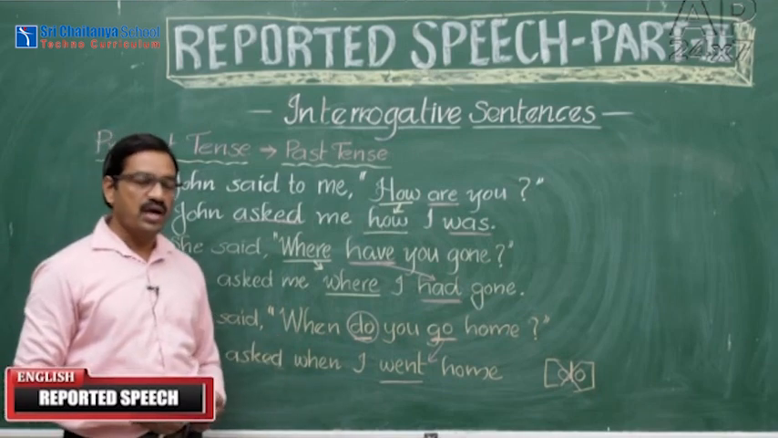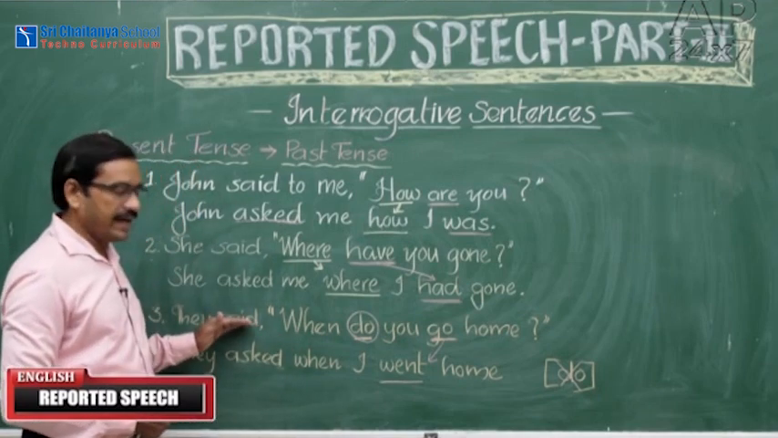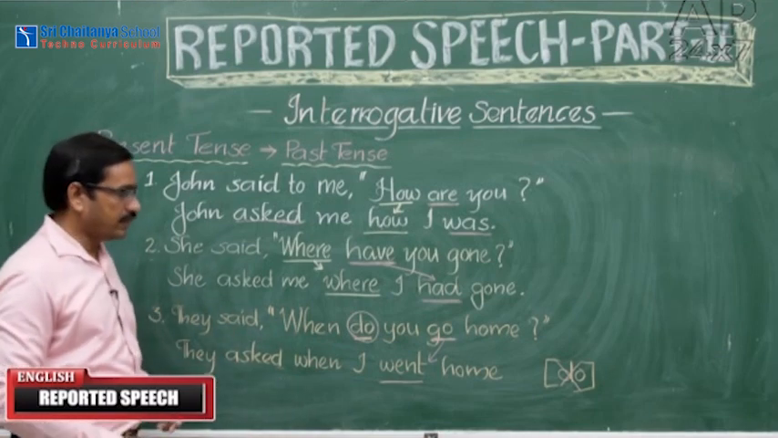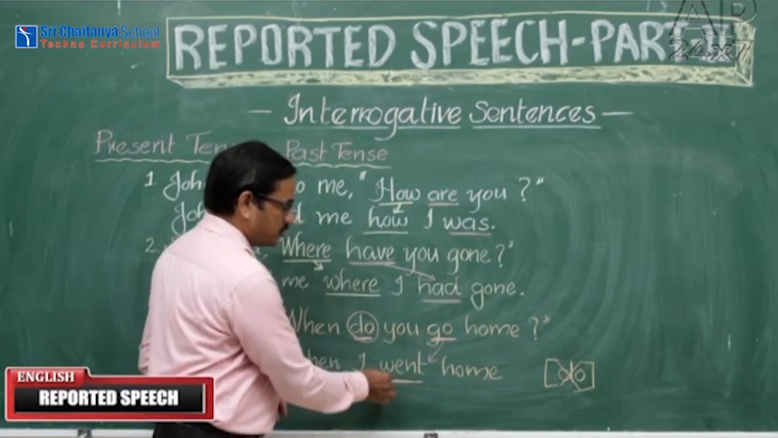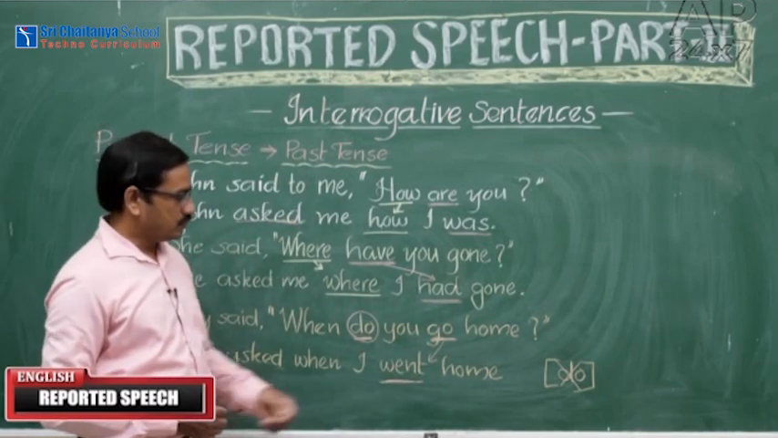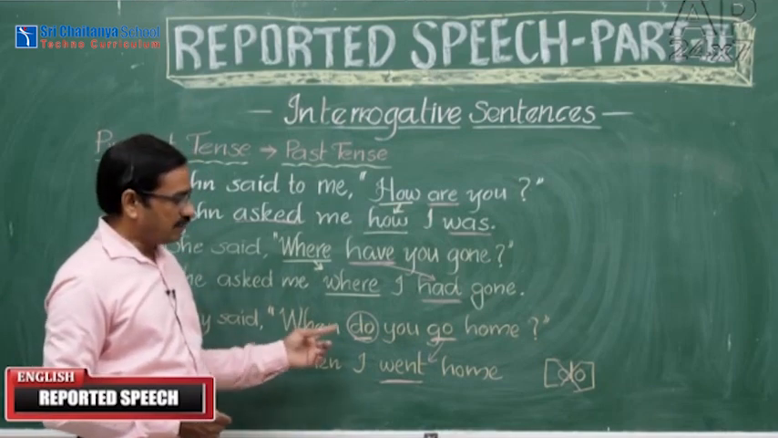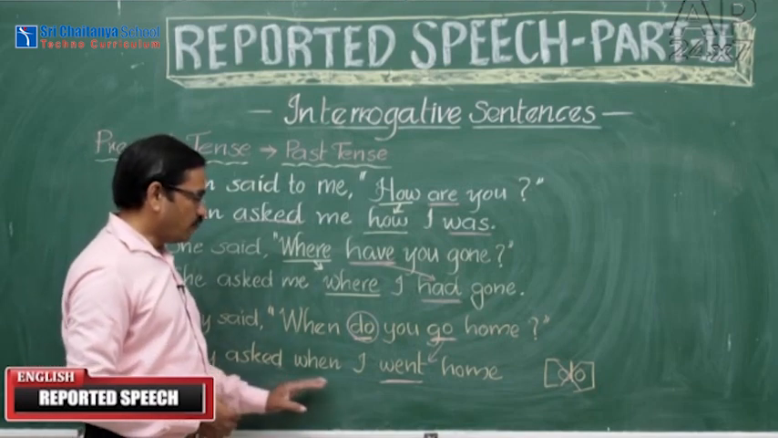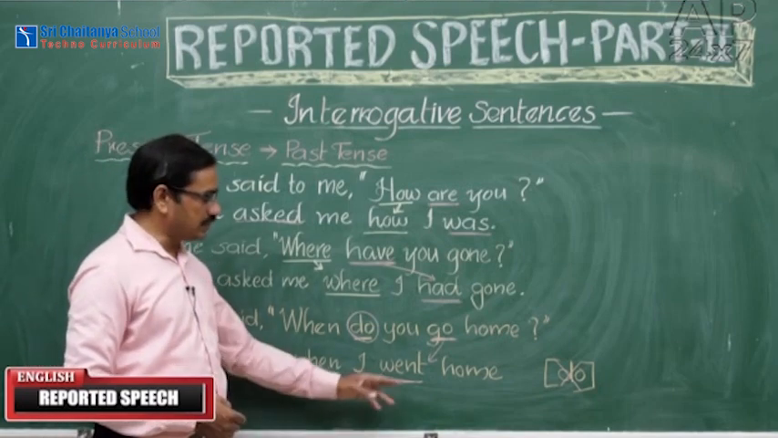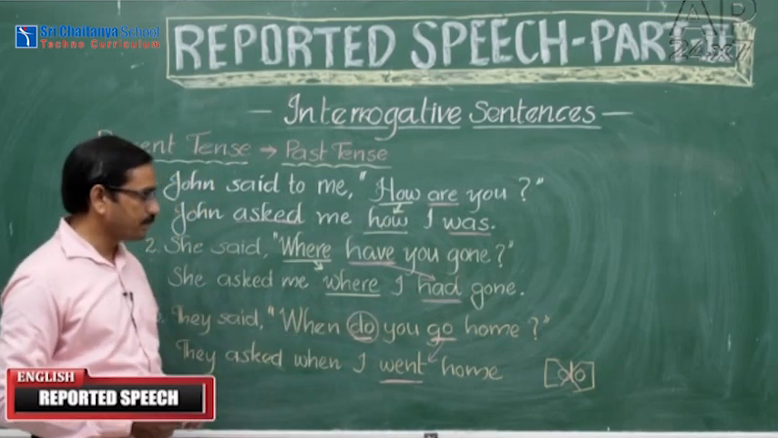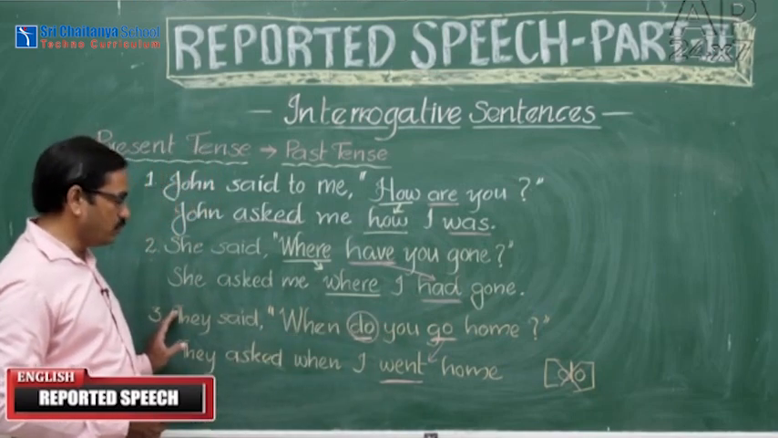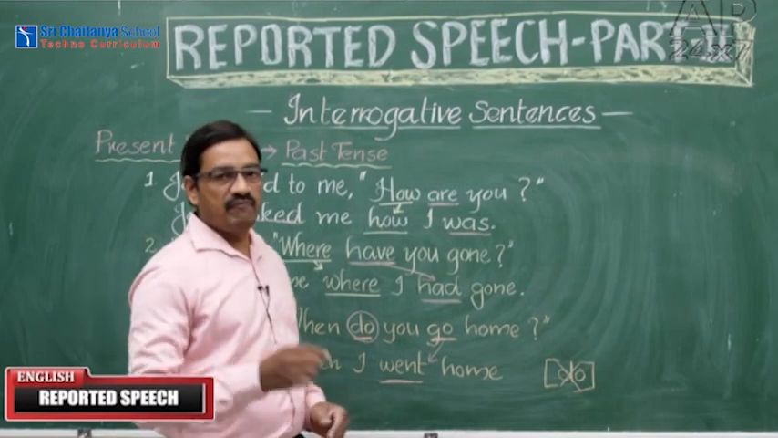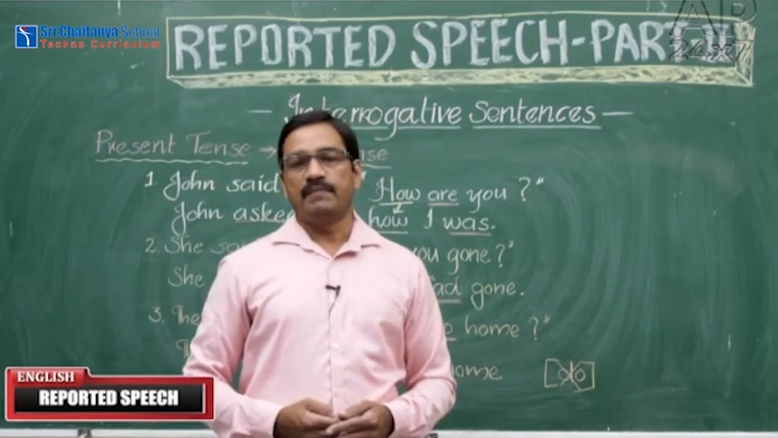So if there is a do, does, did in the direct speech, when we change into indirect speech, omit the do, does, did form, and only the main verb, the action verb, will be changed into the past form. So go became went here, and we have removed the do. So they asked when I went home. Do not write when did I go. That did go is equal to went. So the did go became went. So they said, when do you go home? They asked me when I went home. So wherever do plus V1 comes, we have to change the action verb, the main verb, into past form.